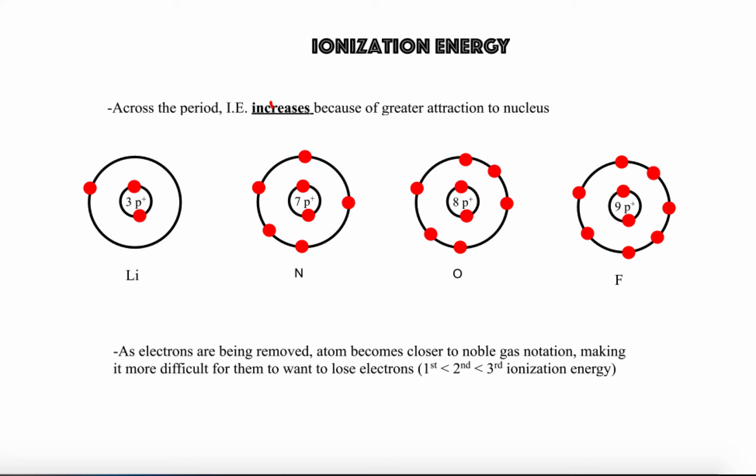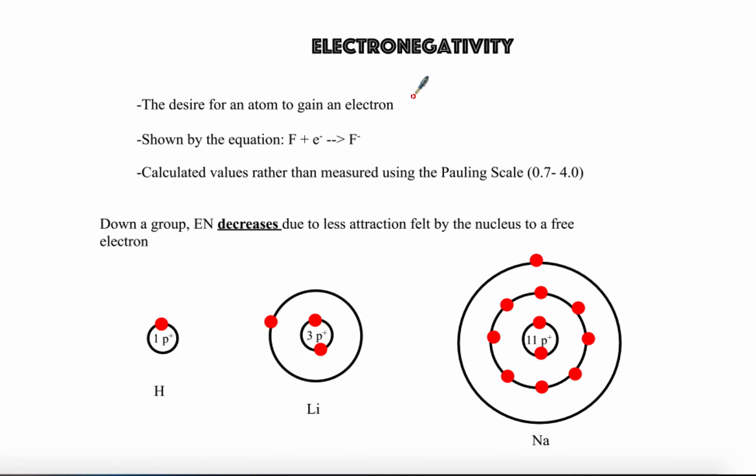And then the last term to go over is called electronegativity. This is the desire for an atom to gain an electron. You can show this with the opposite equation shown for ionization energy, because it is the opposite. In this example with fluorine, fluorine gains an electron and becomes a fluorine anion, fluoride. Now, the value here is not really an energy value. It's not something that you can just measure. It's a calculated value using what's called the Pauling scale. The Pauling scale ranges from 0.7 to 4.0. 0.7 is the lowest calculated value, and 4.0 is the highest.